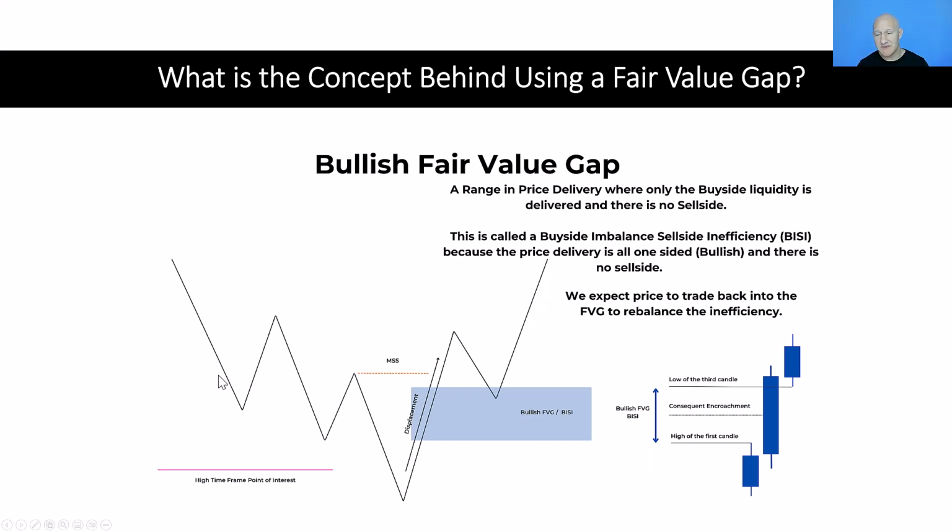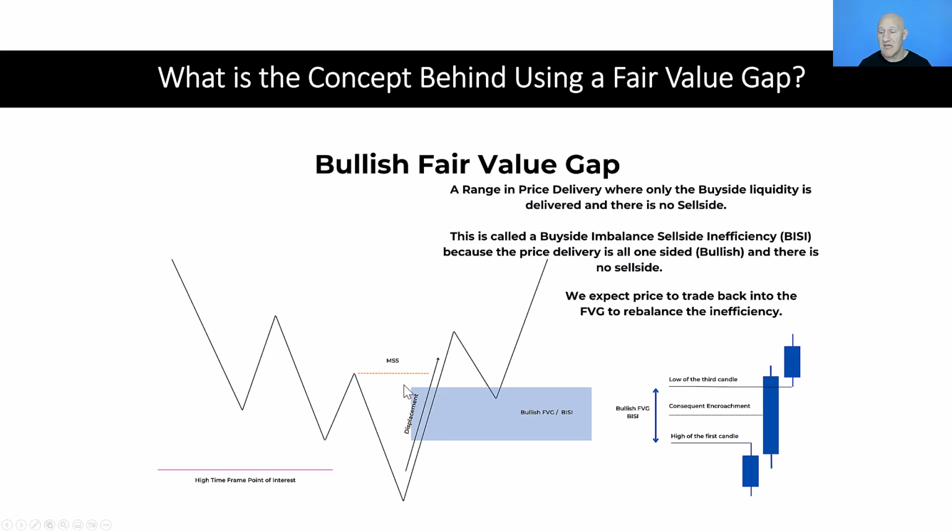So we have price trading down towards a high time frame point of interest. We get our displacement away from that high time frame point of interest, and that's where our bullish fair value gap is going to be formed. So in this case, our fair value gap is a range in price delivery where only the buy side liquidity is being delivered and there's no sell side. And so we call this a BISI, so a buy side imbalance, a sell side inefficiency.